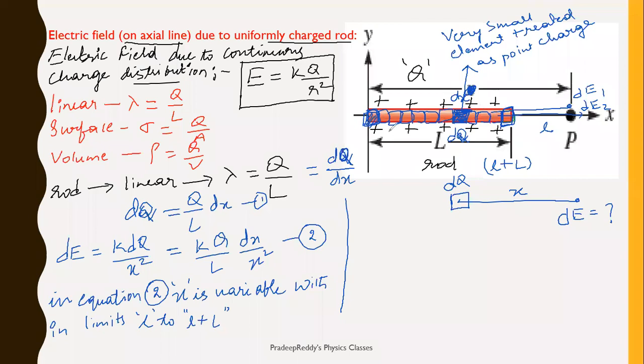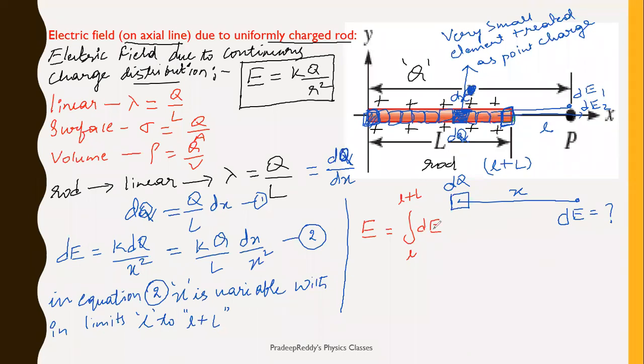Summing up is nothing but integration. So in order to find out the field, I'll simply integrate the total: E is equal to the integral of dE. That means I will integrate this element's field between the limits. Where are the limits for this total? It is small l to small l plus capital L. These are the integration limits.